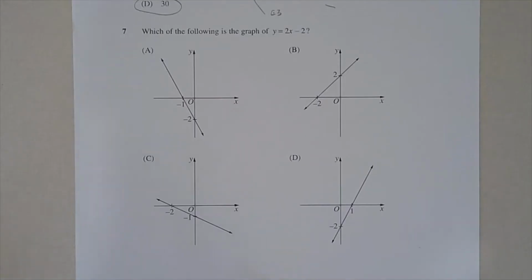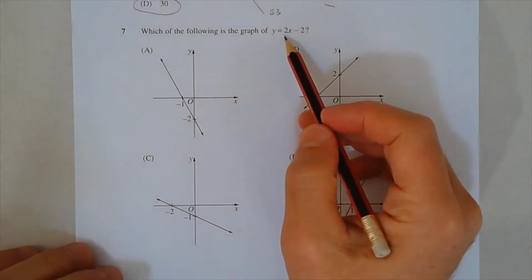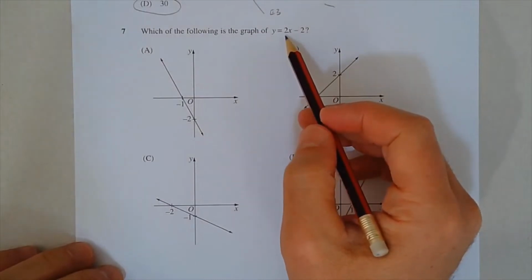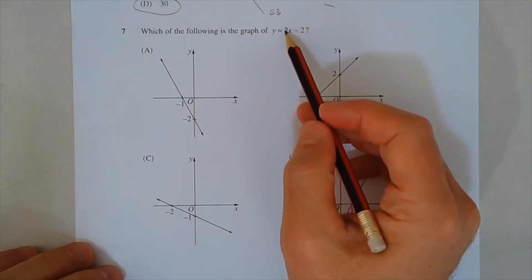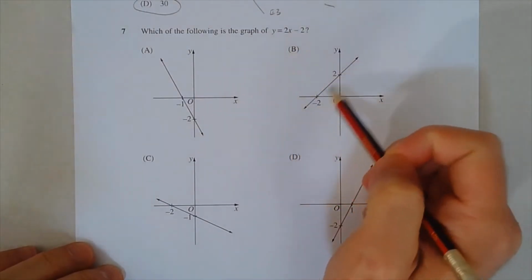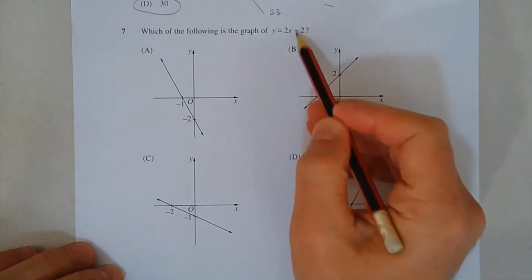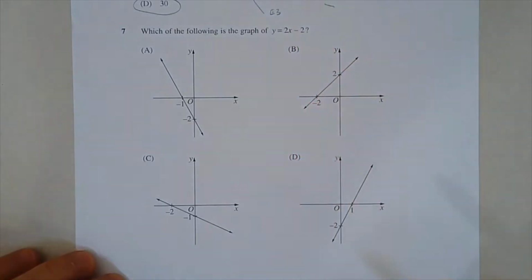Question 7. Which of the following is the graph of y equals 2x minus 2? This is in the form y equals mx plus c. So the m represents the gradient, so the gradient's 2. So from left to right, the line is rising, and the negative 2 indicates the y-intercept.